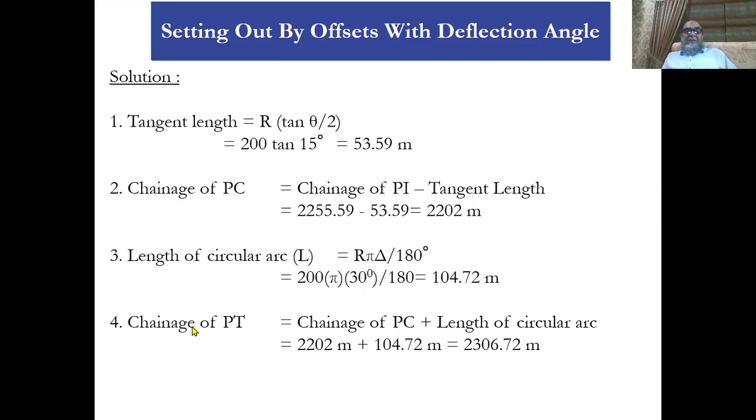And the chainage of PT is just the chainage of PC plus length of circular arc. Here I've got it right. So PC 2002 plus length of the curve 104, we'll find this as 2306.72 meters.